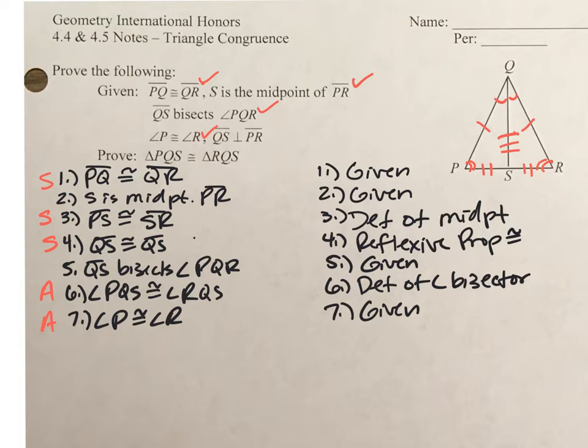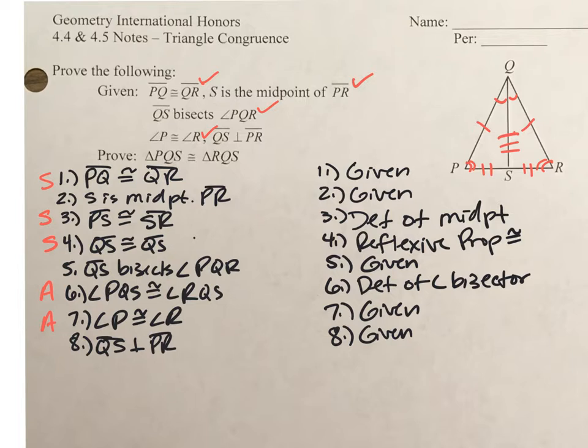Let's go back to our given information. The next piece of given information says that segment QS, this one, is perpendicular to segment PR. All right, so let's write that down. Step 8, we have a segment QS that is perpendicular to segment PR. That was another piece of given information. Okay, now how is that going to help us? Well, we might remember a theorem in our last unit that says if we have a pair of perpendicular lines, they're going to intersect to form 4 right angles.